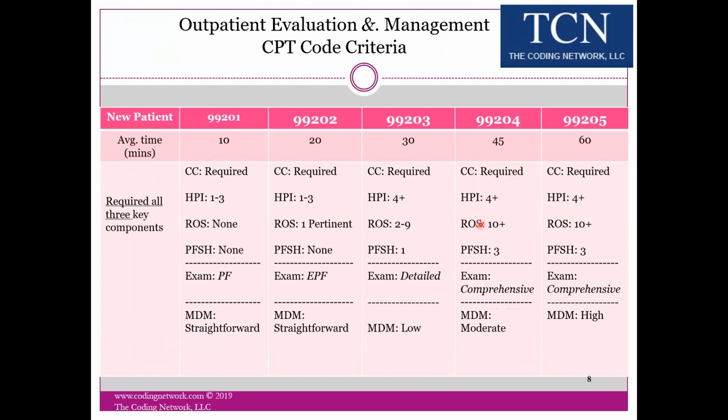ROS is review of systems, at least 10 or more. And PFSH is the past, family, and social history. All 3 are required for a 99204. So this portion is the history.